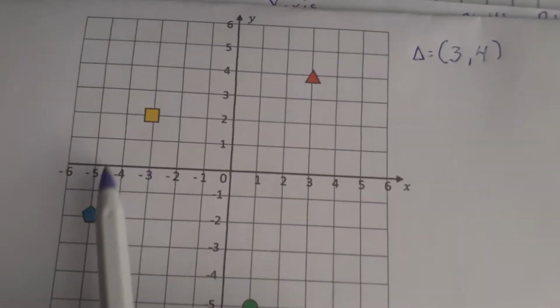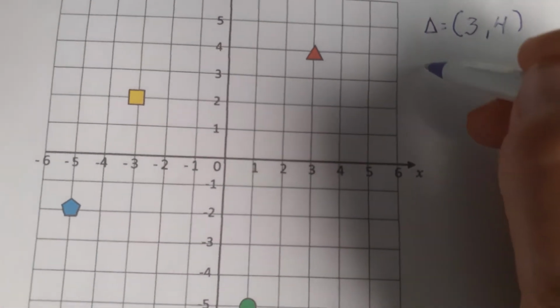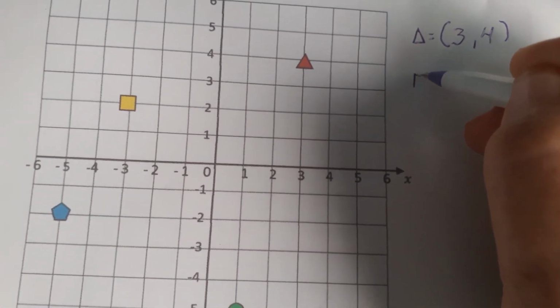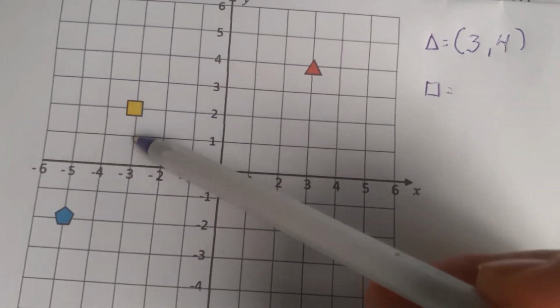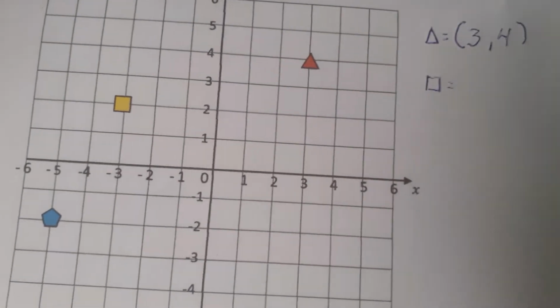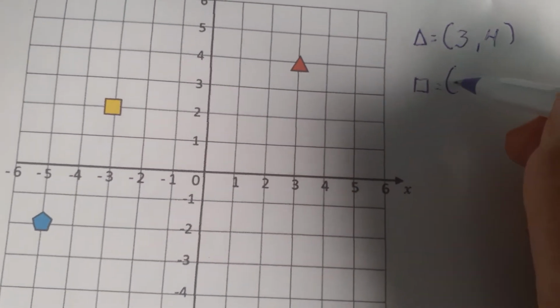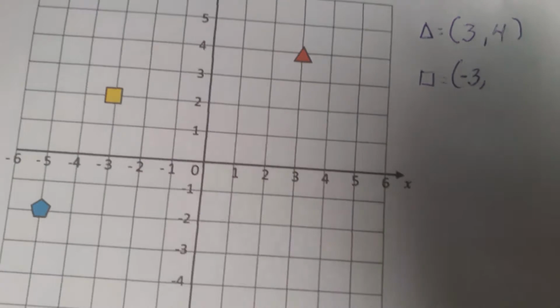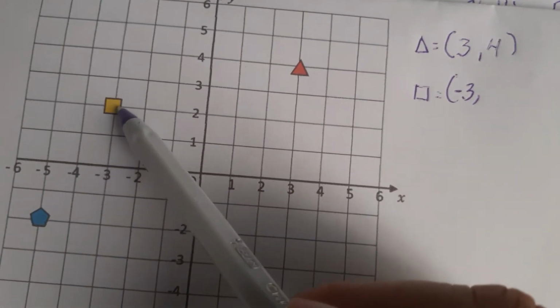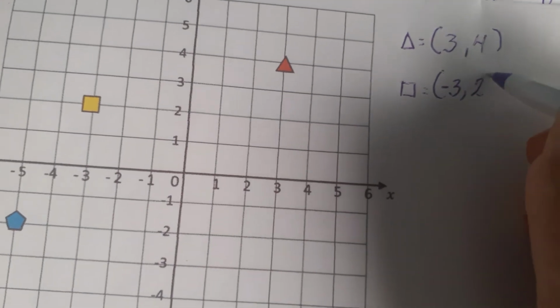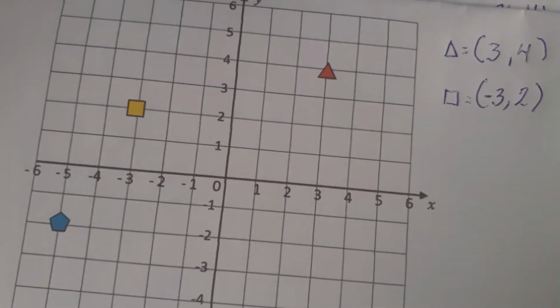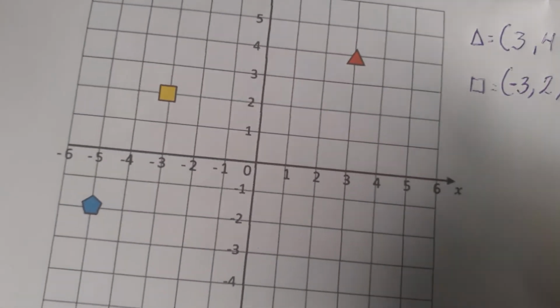Let's look at the square. Where would we find the square? Okay, we go down to the x, which is -3. And then we go up to the y, which is 2. All right, so that is going to be the square.